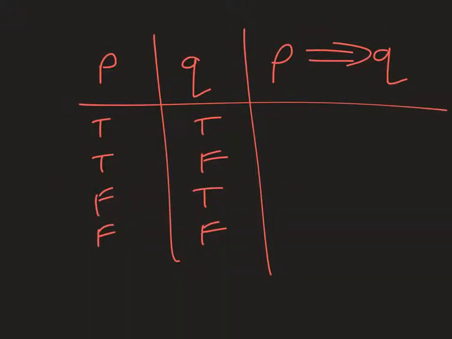Similarly, we now need to look at the connective here, which is an implication. So P implies Q. Now, this one is slightly confusing. It's probably the most problematic of all the connectives. Now, what this connective actually is saying is, if P is true, then Q should also happen.